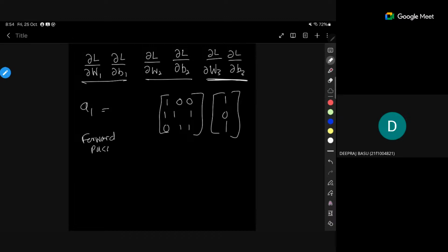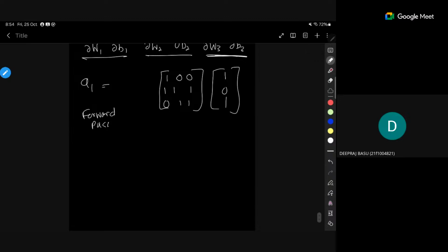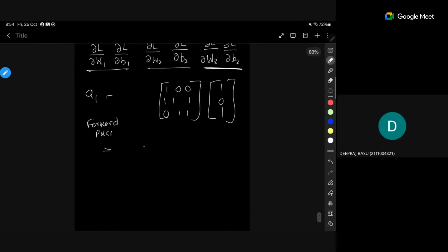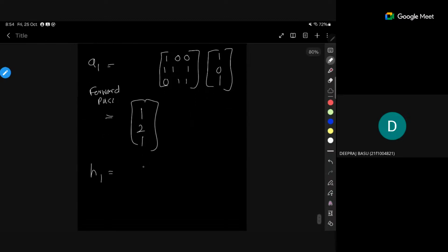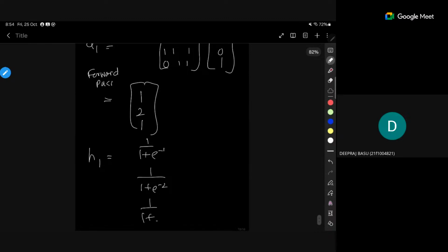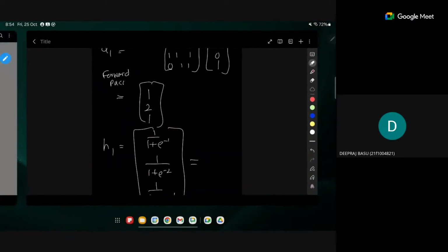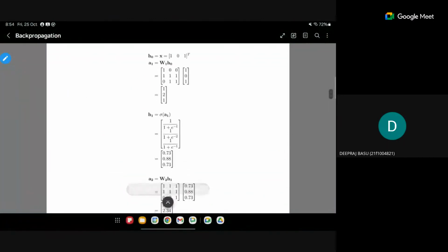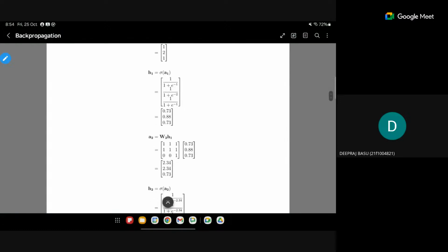So I'll need a1, then h1, a2, h2, a3, then ŷ. Then I'll do the backward pass. So let's see what this is going to be. Okay, one of this, two, and then again one. So this is my a1. Then h1 is going to be, I'll take sigmoid of this, right? So 1 by 1 plus e power minus 1, something like this. And these values are going to be, you can see here, 0.73, 0.88.